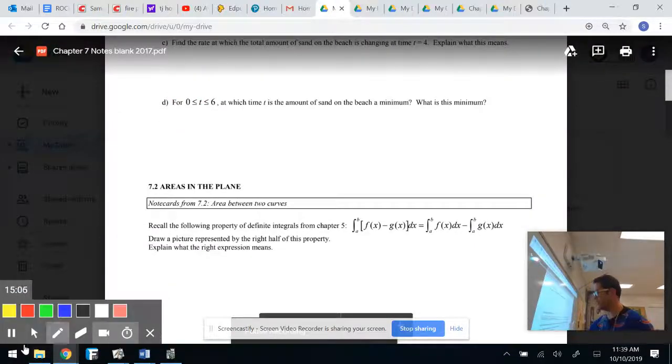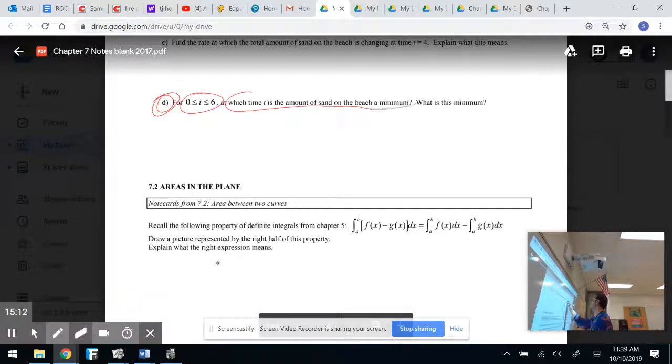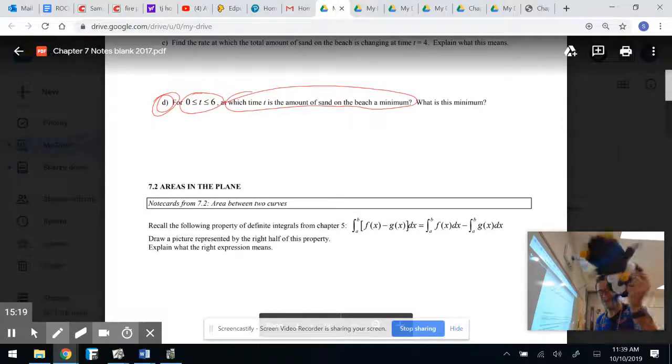All right, part D. Part D is the biggest part. Please stay with me, pen, please, please, please. Okay, from 0 to 6, at which time t is the sand at a minimum? Oh, that's like extreme, right, class? Can't even get into this because this darn pen keeps on messing me up. Come on, let's go, homie.